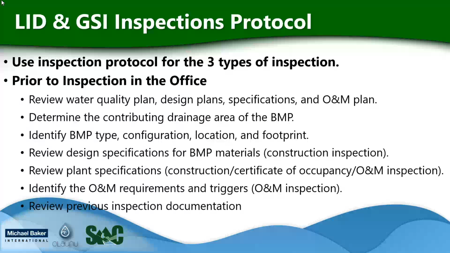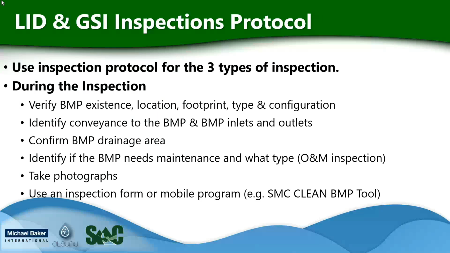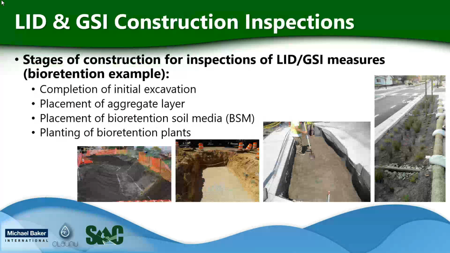Use of the inspection protocol for three types of inspections. So basically, you're using the same protocol with different elements in each protocol during the actual inspection. So during the inspection, you are verifying BMP existence, location, footprint, and type of configuration. You're identifying the conveyance to the BMP and BMP inlets and outlets. You're confirming the BMP drainage area, identifying if the BMP needs maintenance and what type during your O&M inspection. You're taking photographs, and you should be using an inspection form or a mobile program such as the SMC Clean BMP tracking tool.